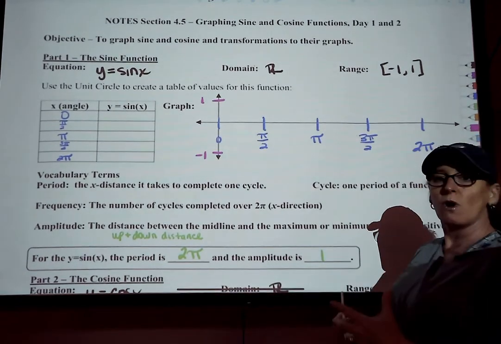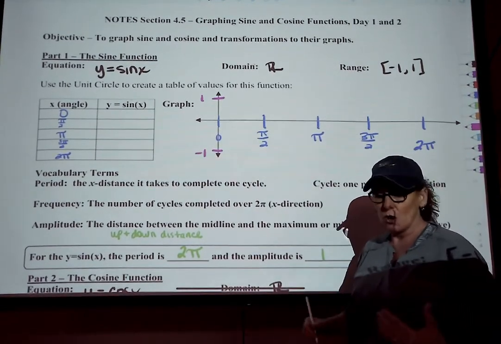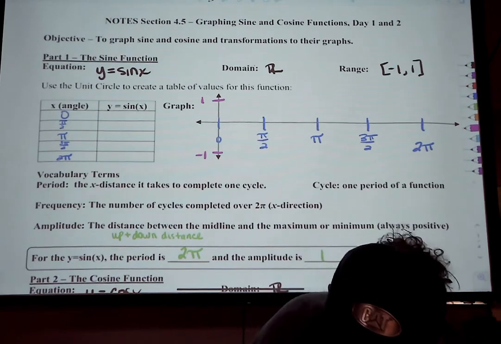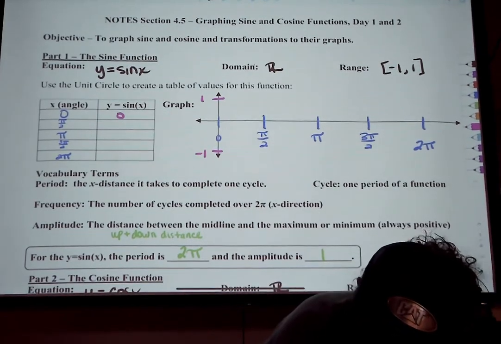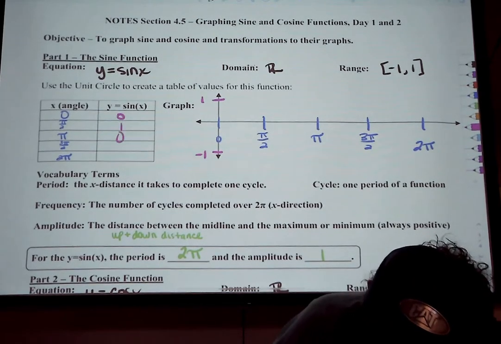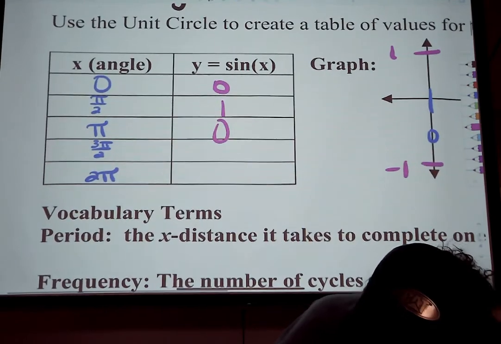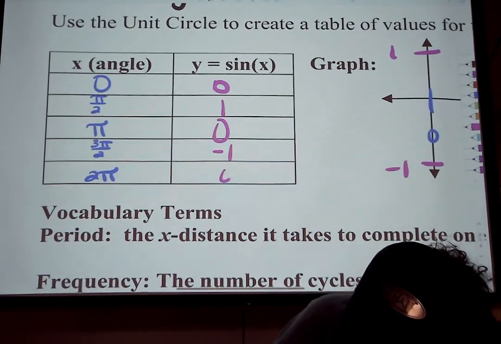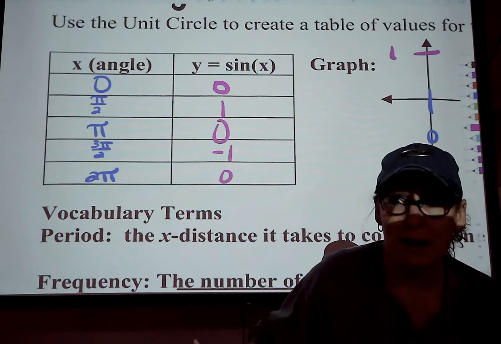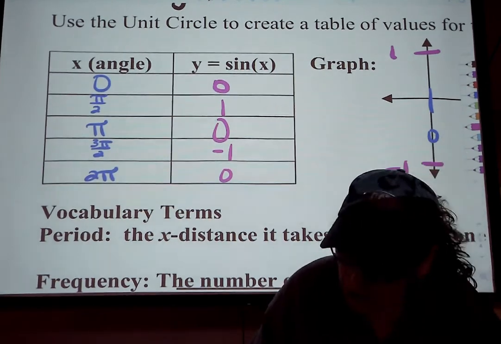Now, do you remember the y values that went along with those? Well, the graph starts at 0, so the y value was 0. It peaked at +1, came back down and hit the x-axis. It valleyed at -1 and came back up and hit the x-axis. Okay, graph them.